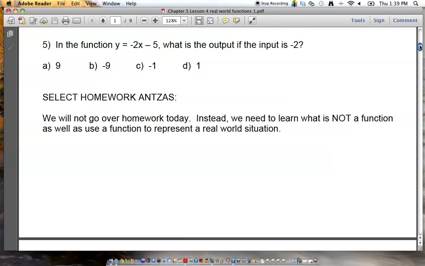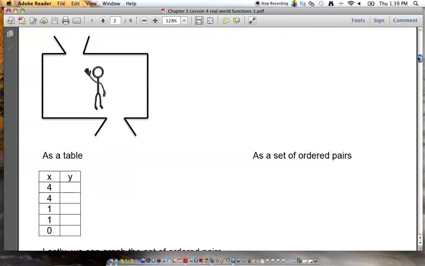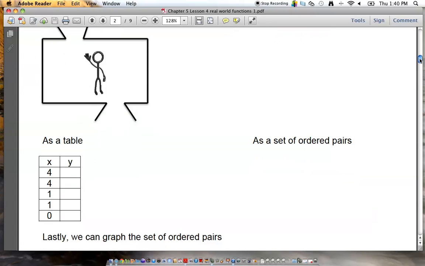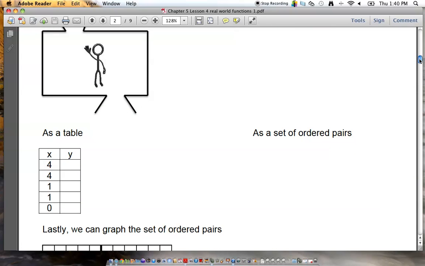Now, we spent the last couple days learning about functions. We're going to do one of those today, and then we're going to turn it into real world functions. This is a strange function. This is a square root function. We're going to find the square root of a number and add 2. This is technically a relation. It's really not a function, but I want to practice square roots.